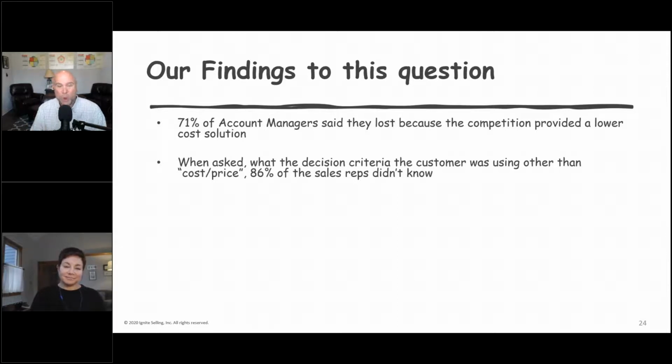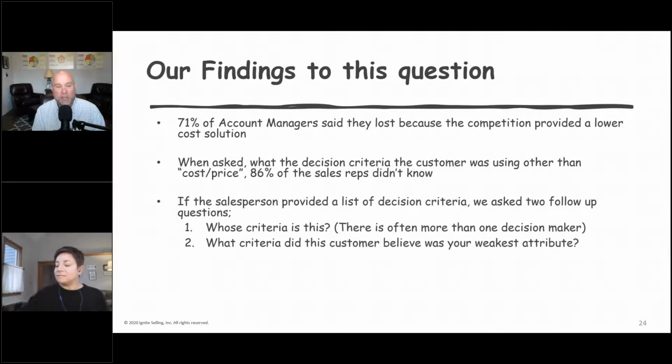Well, when we asked the question, what was the decision criteria the customer was using other than cost or price? 86% of the sales reps didn't know. So think about that for a moment. If you're saying you lost because of price, or frankly, anything, say they lost because of delivery terms. Say, great. Other than delivery terms, what was the decision criteria the customer was using to compare you? Customers aren't using just one criteria, okay? So we have to ask that question.